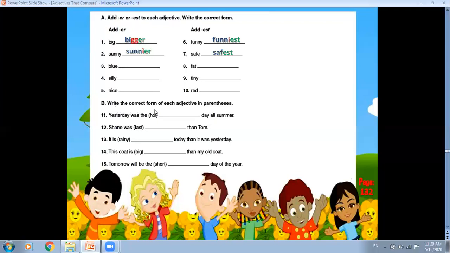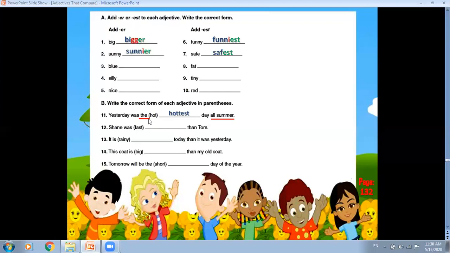B. Write the correct form of each adjective in brackets. Let's start. Yesterday was the hot day all summer. I have that, and I have all summer. Am I going to say the hotter or the hottest? EST. The hottest day all summer.